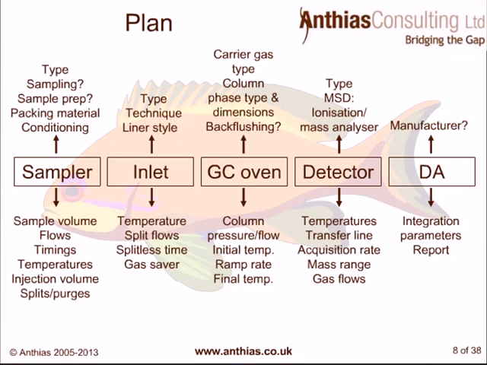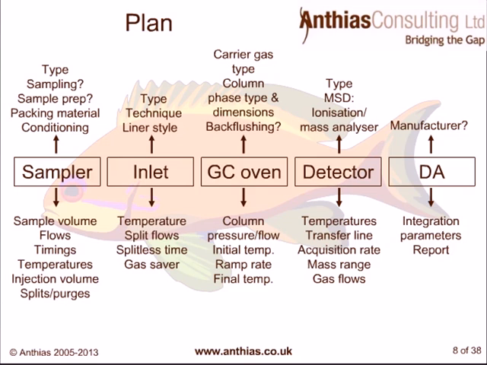The next stage to think about actually is our GC inlet. So again, the type of inlet we're going to be using, the technique that we're going to be using: on column, split, splitless, hot or cold injection, large volume injection. And when we've selected our technique, we need to be making sure that we select the correct liner style for the technique and also for the sample and the volume that we're injecting.